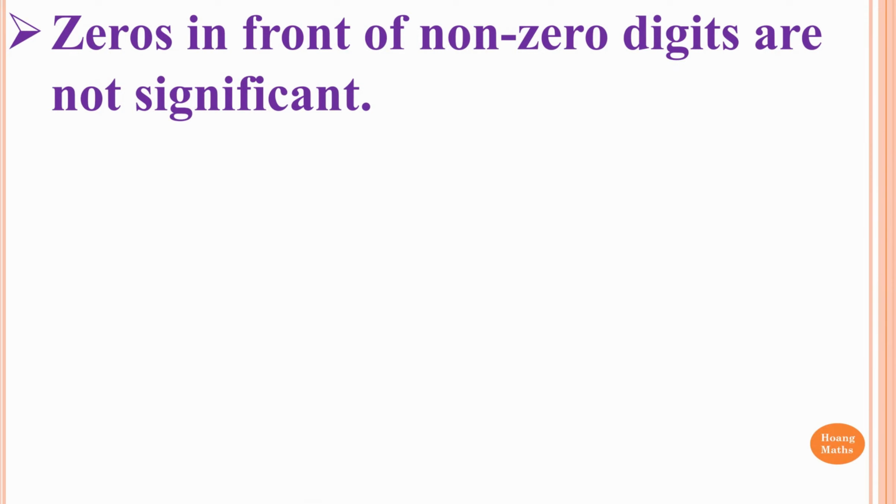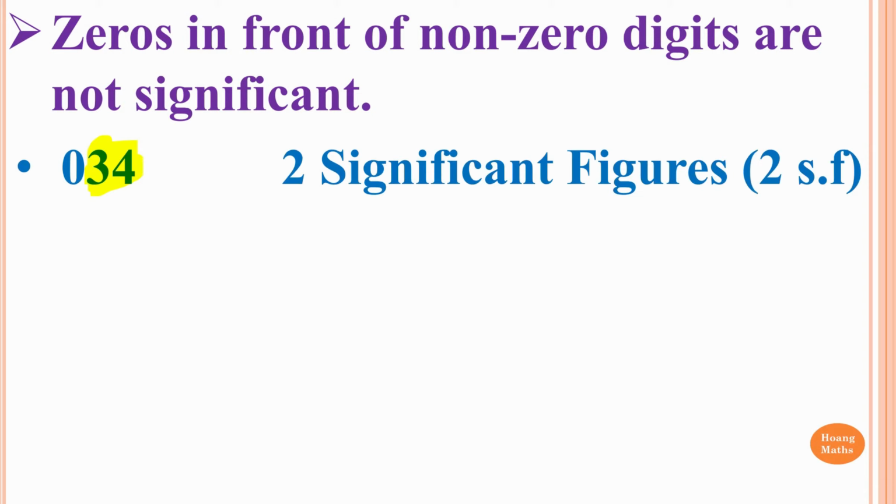Last rule. 0 in front of non-zero digits are not significant. For example, 034. In fact, 034 is 34. That's all. So 0 in front is not significant. So we only have 2 significant figures.